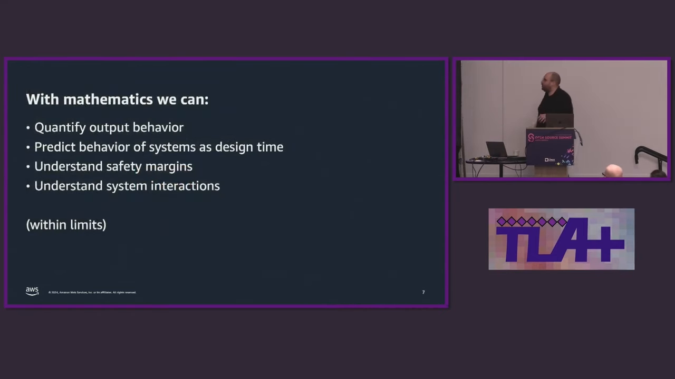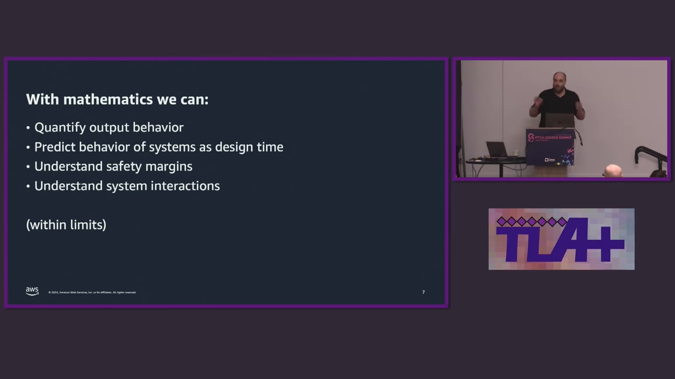And so with mathematics, we can quantify the output behavior of the systems that we're going to build. We can say, well, we've got this system under test. What does it do? What is the gain? What is the signal-to-noise ratio? What is the bit rate? All of these kinds of output metrics. But we can do something much, much more powerful even than that, which is that we can predict the behavior of systems at design time, way before we've built them, way before we've invested in soldering things together or making PCBs or even sticking components into Vero board. We mostly know how things are going to work.